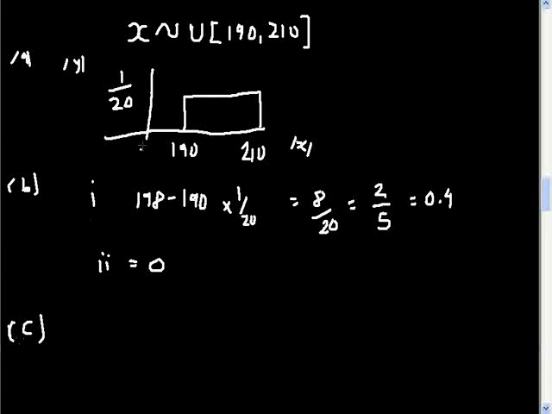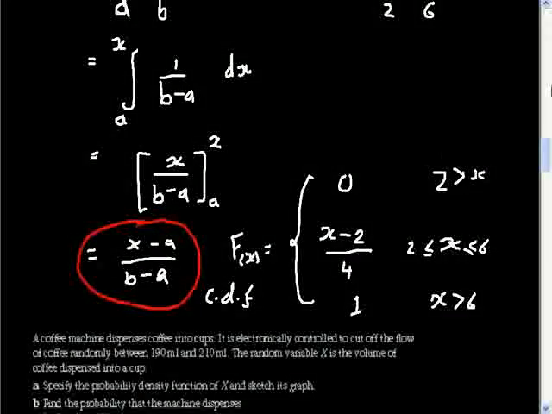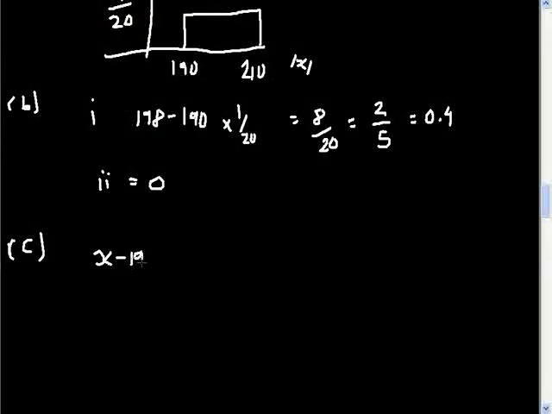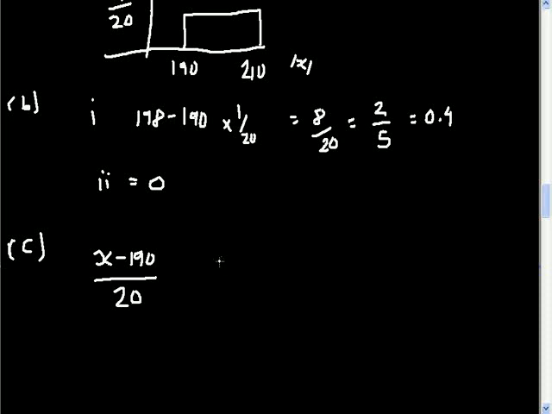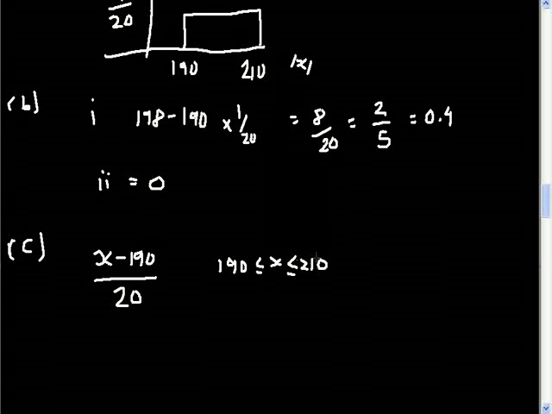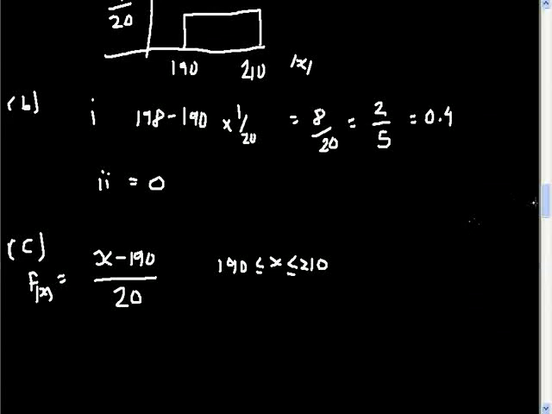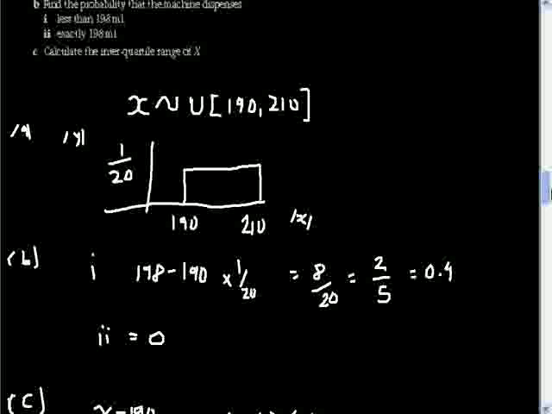Third one: calculate the interquartile range of x. To calculate this, we need to know the CDF, the cumulative distribution function. So let's work out the CDF. We'll use our standard result. x minus a, the lowest value 190, over the difference, which is 20. So that's the CDF for any values of x between 190 and 210. I use a capital F there to show the CDF.